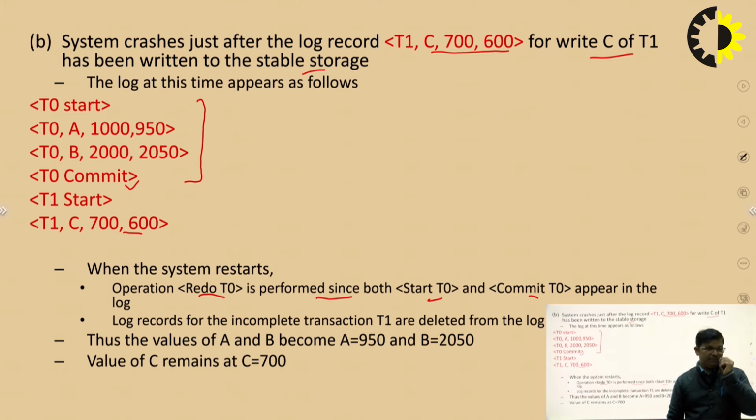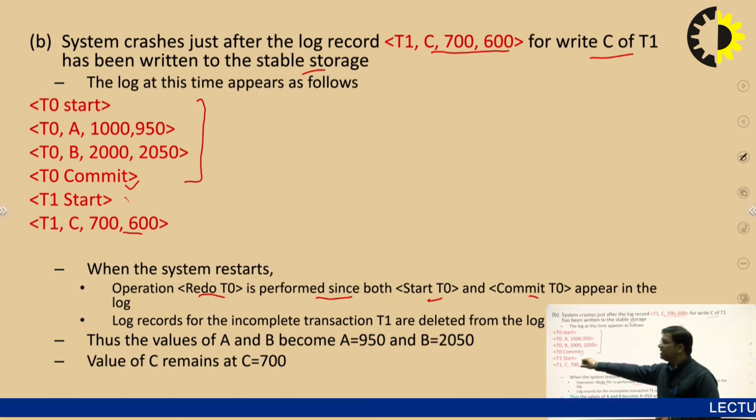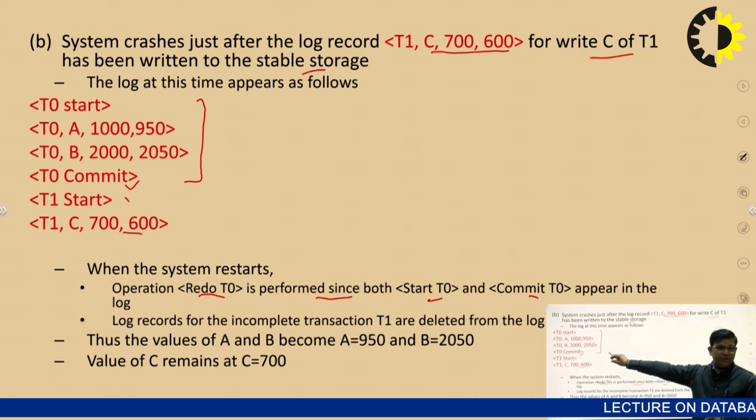But what about T1? T1 is not updated because it is not committed. So the previous value of C, 700, remains the same. It means in this case the transaction is ignored. So T1 is ignored, but T0 has been redone.